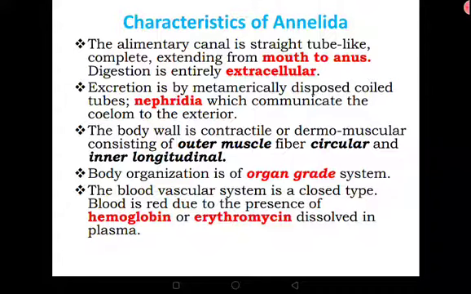Then when you look at their blood vascular system, they have a closed blood vascular system. Remember, we have 2 types of blood vascular systems. There is an open system and then the closed system. The closed system is where blood passes through vessels, and the annelids have a closed vascular what?